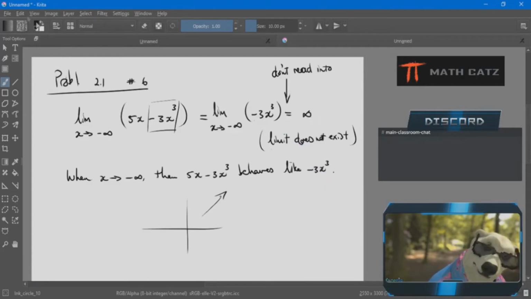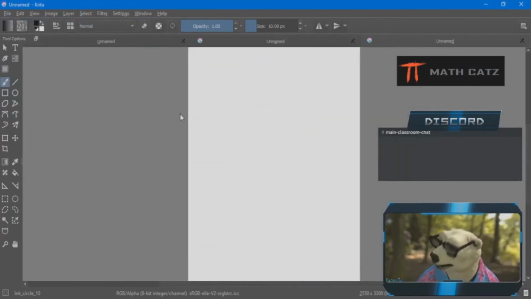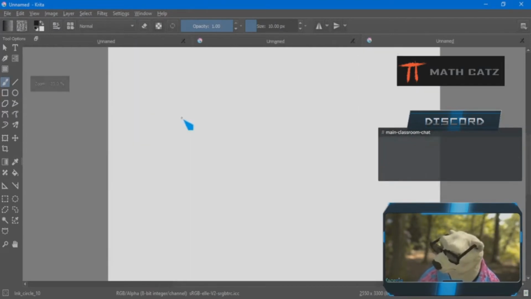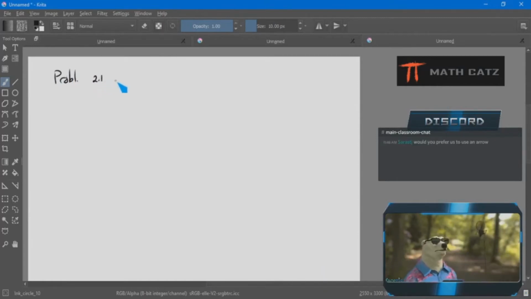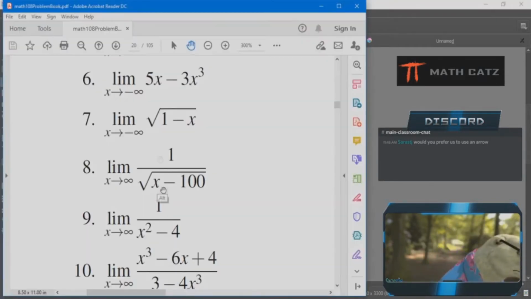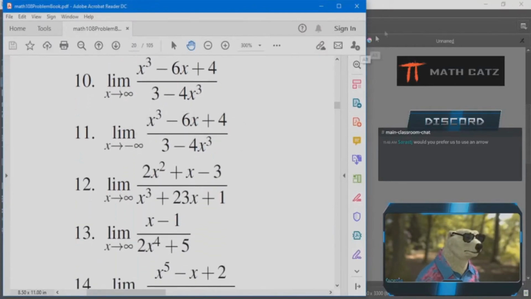Okay, but let's look at something more interesting. We're always going to get infinities when we look at polynomials, right? So we're going to have to change the function if we want to see other kinds of answers. Polynomial is maybe a little bit boring for this kind of question. So I want to do problem 2.1, number 10. Look at a rational function. Maybe that's going to be a little bit more interesting. So limit x goes to infinity.